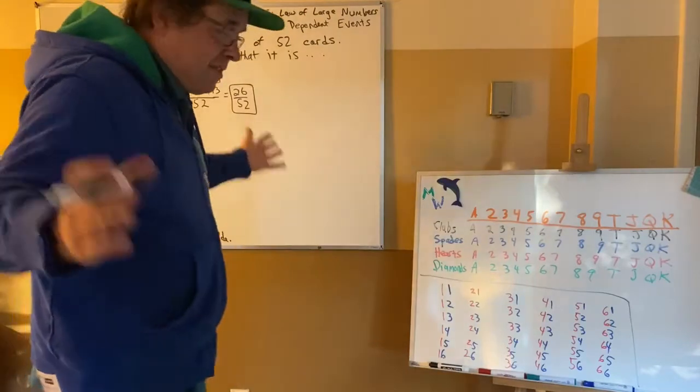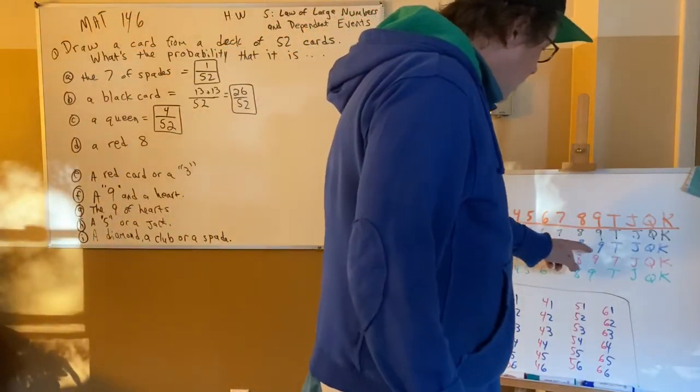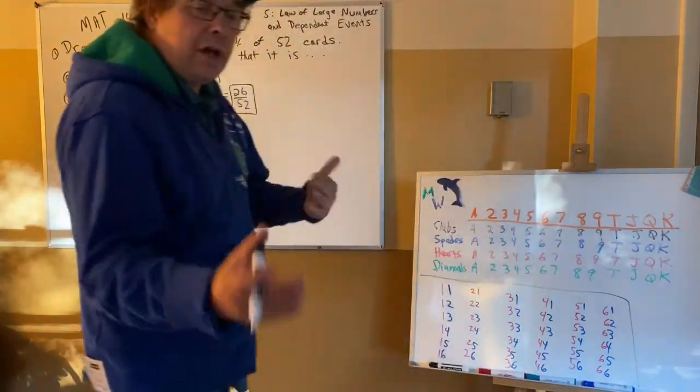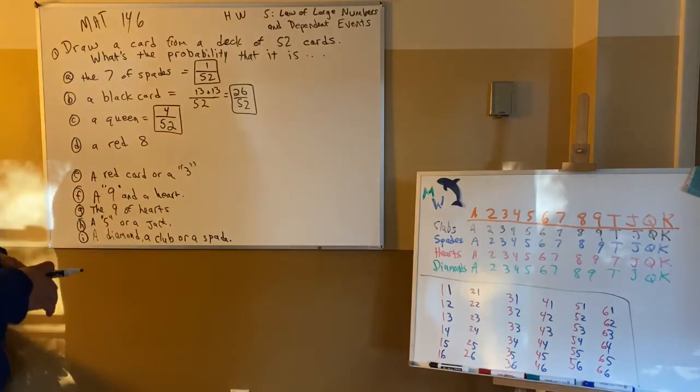If you just look at, let's say, the spades right now, there's 1, 2, 3, 4, 5, 6, 7, 8, 9, 10, 11, 12, 13 spades. Only one of those was a queen, so 1 out of 13 with the spades relates to the 1 out of 13, or 4 out of 52 in the full deck.